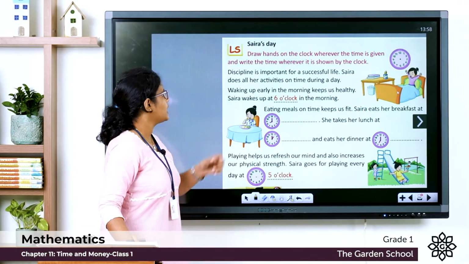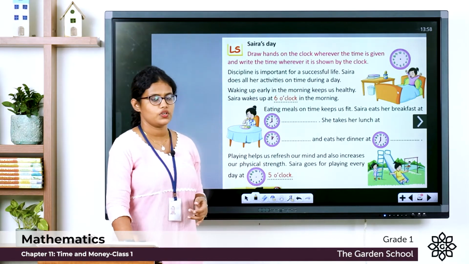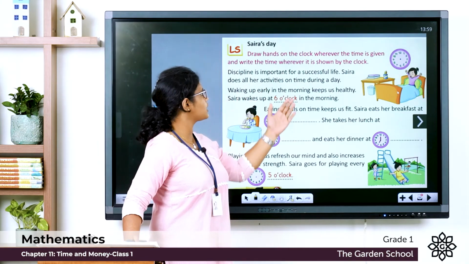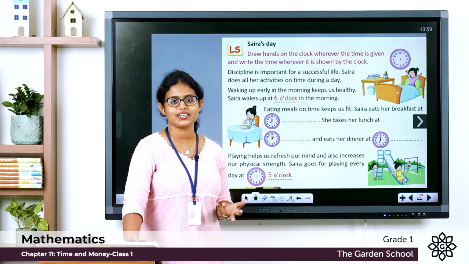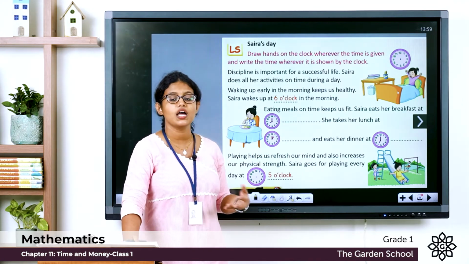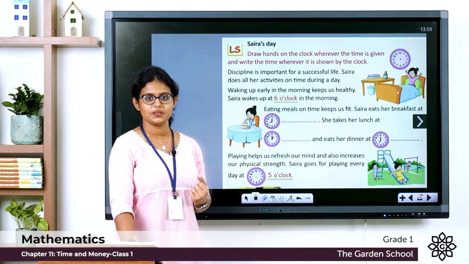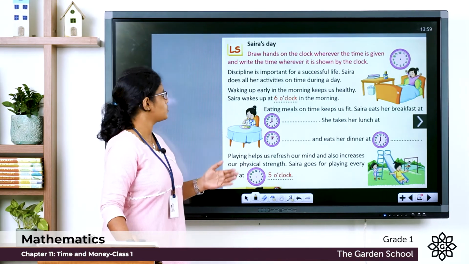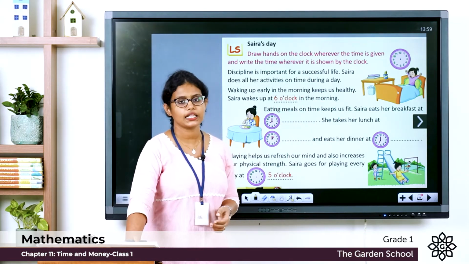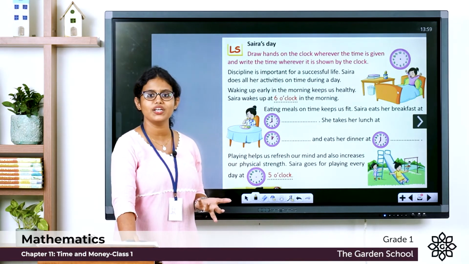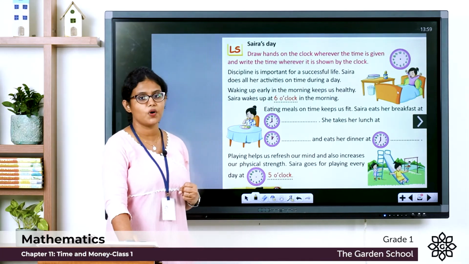Okay. Discipline is important for a successful life. Sarah does all her activities on time during a day. So this is about Sarah. It tells about the different activities that Sarah does in a day. Okay. See the first. Waking up early in the morning keeps us healthy. Do you all wake up early in the morning? It is very, very healthy.